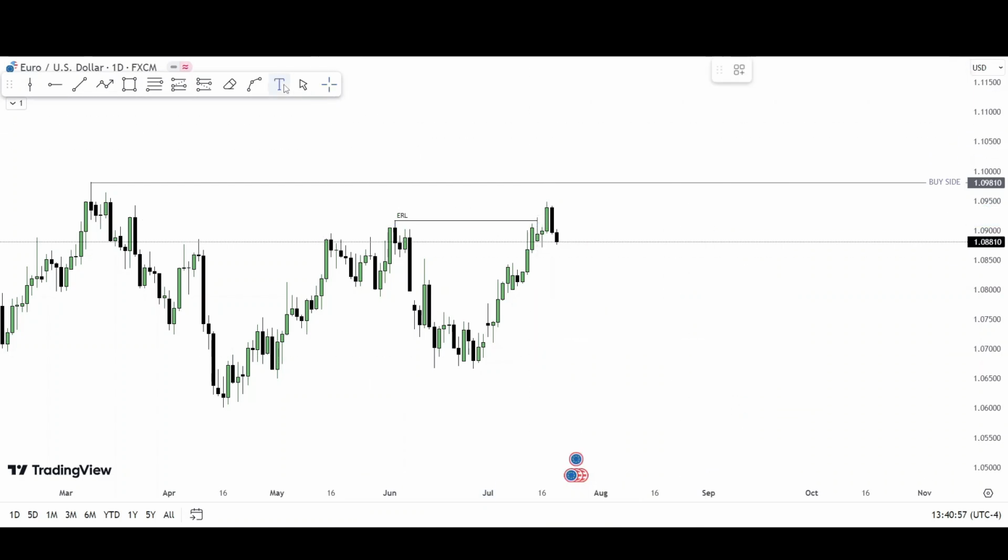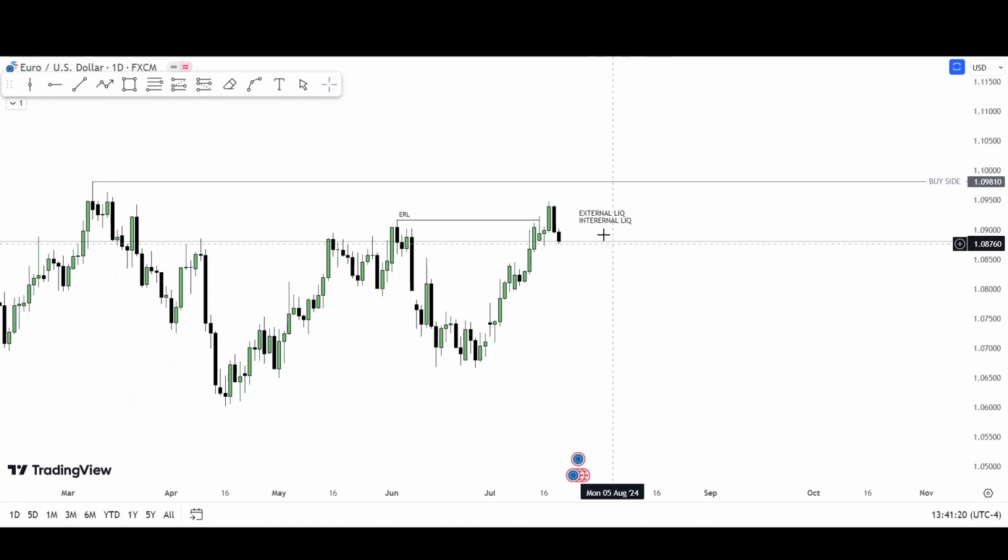Template. Price will either move from external liquidity to internal liquidity. So price only moves from external liquidity to internal liquidity, right? Internal being represented in the form of a fair value gap. So we have an imbalance, balance price range, fair value gap.